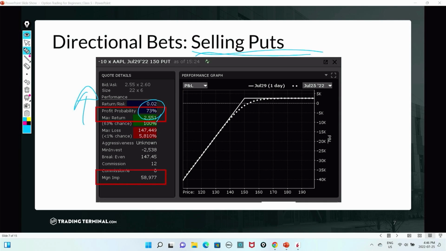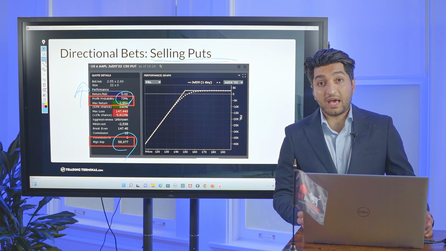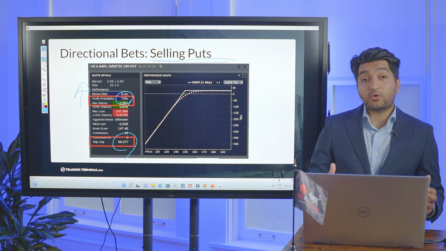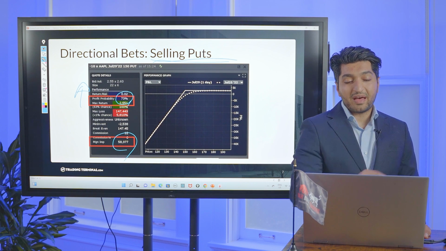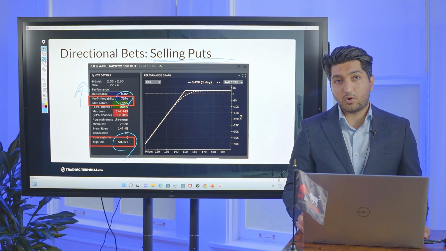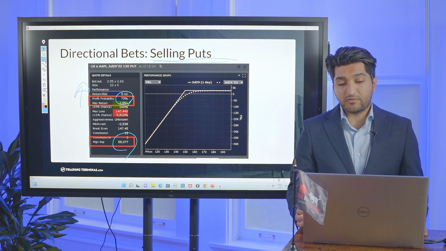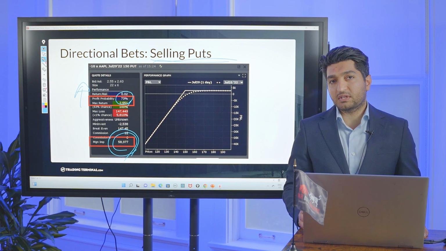But take a look at another thing. Look at your margin impact. Basically, your brokerage is asking you to put up $58,000 of cash in order to do this $2,000 transaction. So your broker is basically telling you that you have to put up enough money to be able to buy 1,000 shares of Apple. So in this case, 1,000 shares of Apple is about a $150,000 investment, and your broker wants you to put up at least 30% of this.